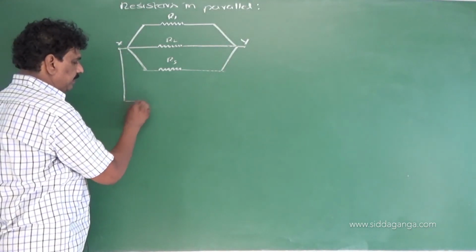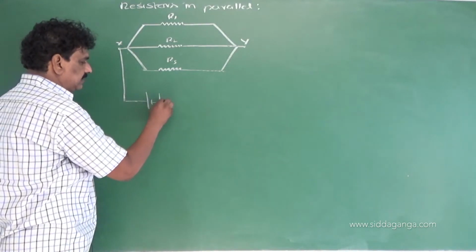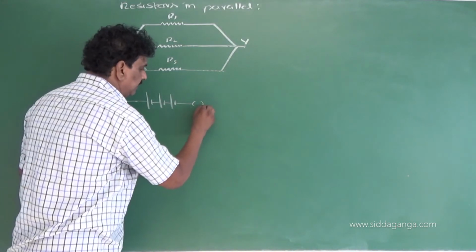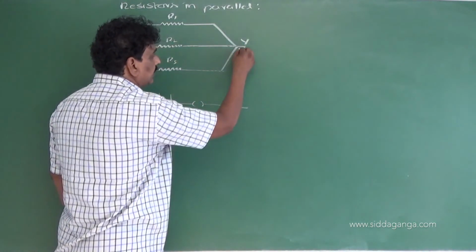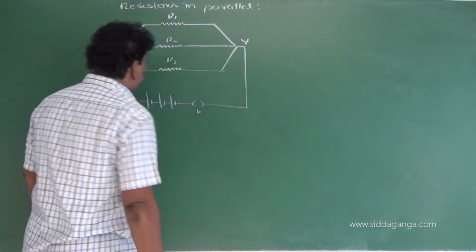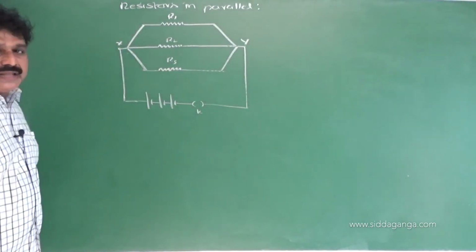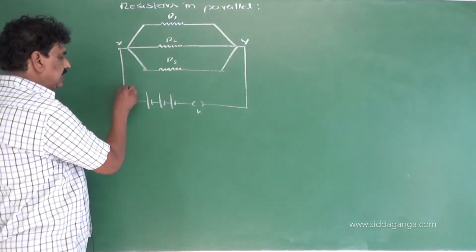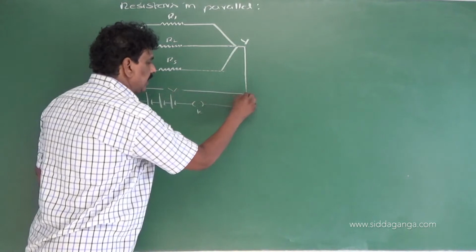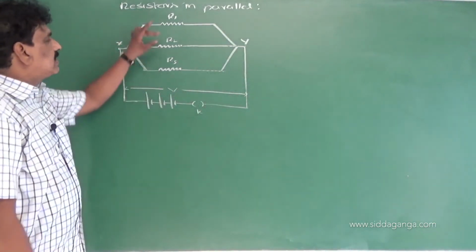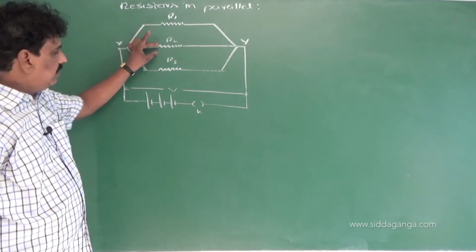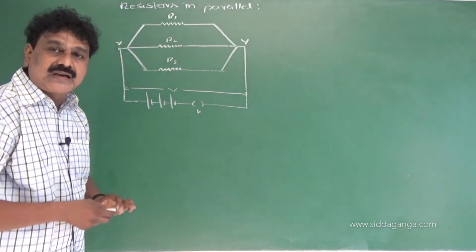Now a battery is connected to the circuit along with the key. Now a potential difference V is applied across the combination. Now potential difference across R1 is equal to potential difference across R2 is equal to potential difference across R3.